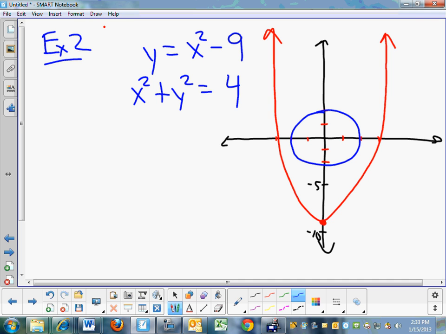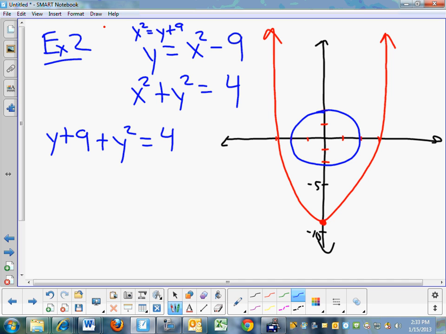Confirm that algebraically. Now, here's a decision that you have to make, and there is a better choice here. Would you like to take y and plug it in for y squared and square it all out, or would you like to solve for x squared and plug it in here? Let's solve for x squared. So you have x squared is equal to y plus 9, correct? So let's plug that y plus 9 in for x squared. I get y plus 9 plus y squared is equal to 4.